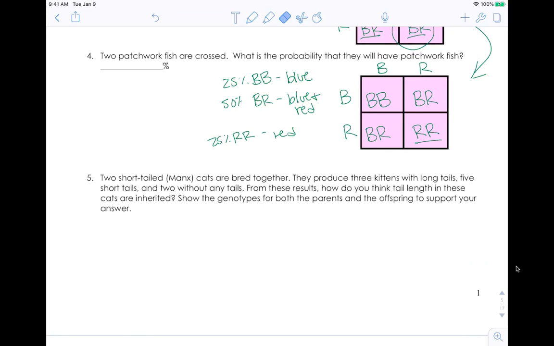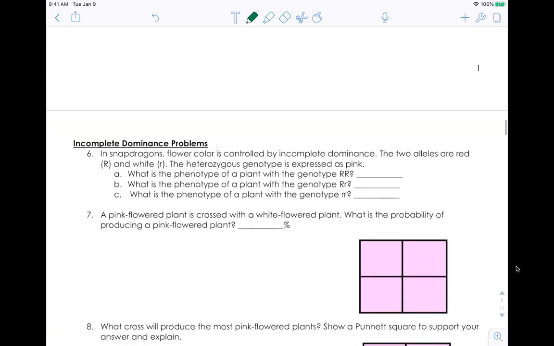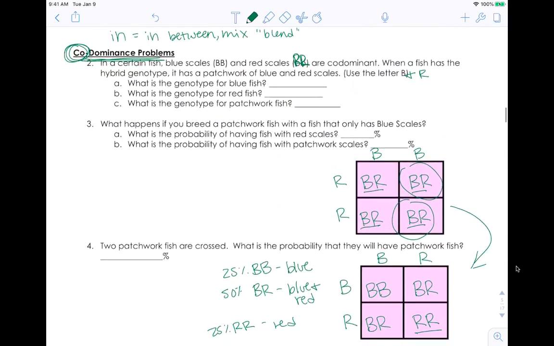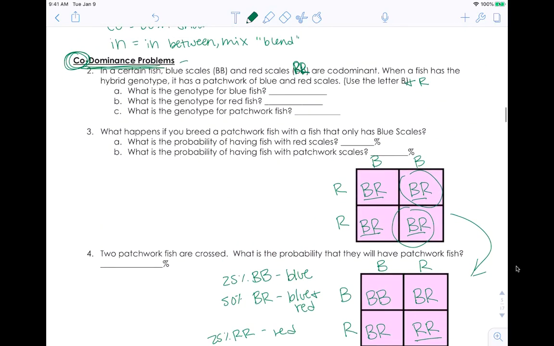Okay, and basically, this is all wrong. Oops. This is all wrong. It has nothing to do with codominance, actually. So we're going to move down to the next part. This is incomplete dominance. So incomplete dominance, remember, is in between. Also, I forgot to mention, for codominance, back up here, both show. Hello. Both show.